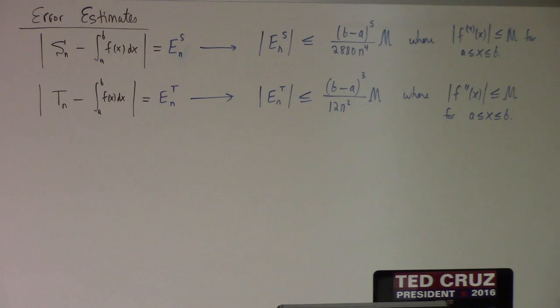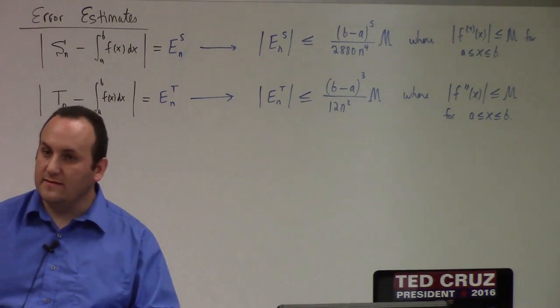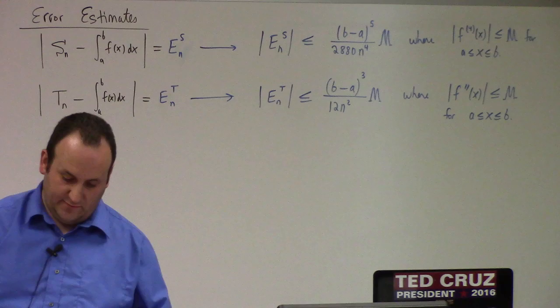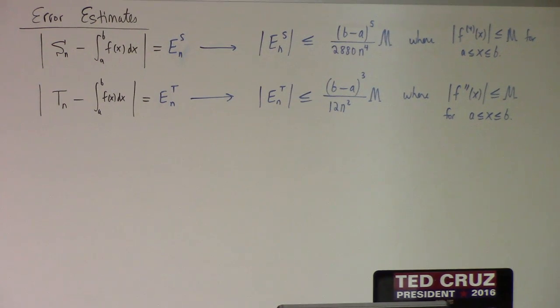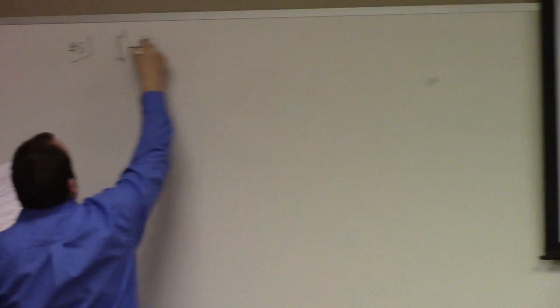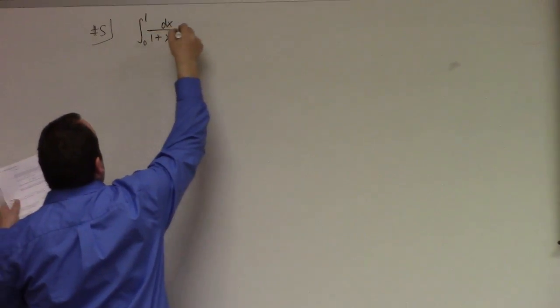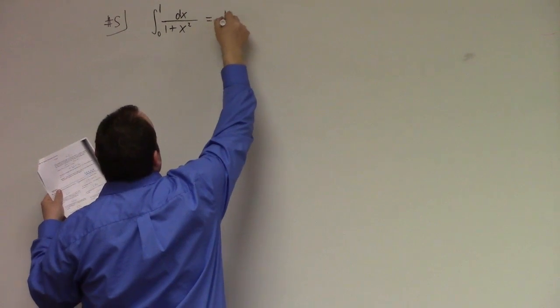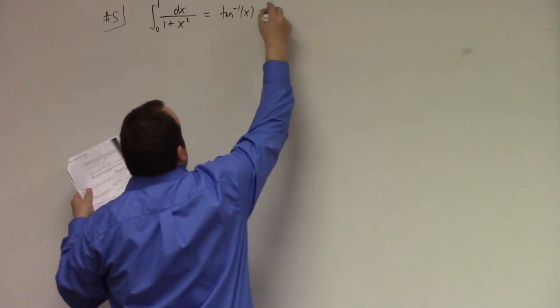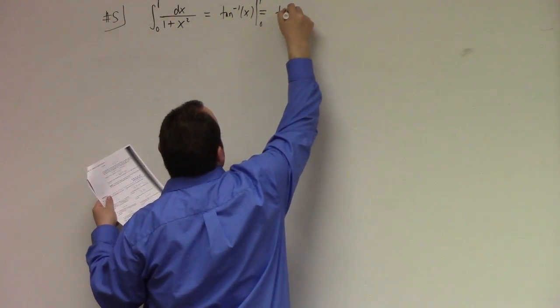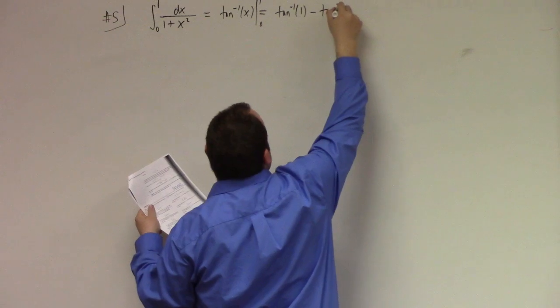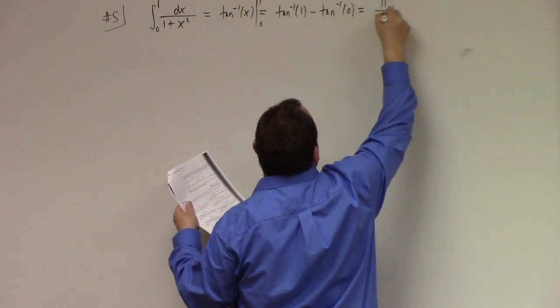All right, so one of your homework questions in the numerical section is to calculate the value of pi using Simpson's rule or trapezoid rule, all right? So here's number five in your homework. It says the integral from 0 to 1 of dx over 1 plus x squared should be equal to what? Well, you know it. This is the inverse tangent of x, right? Evaluated from 0 to 1, which is the inverse tangent of 1 minus the inverse tangent of 0, which is pi over 4, right?